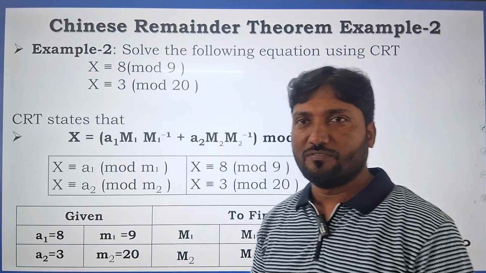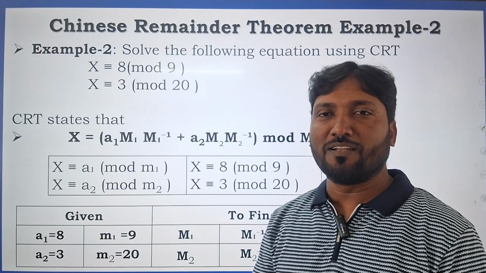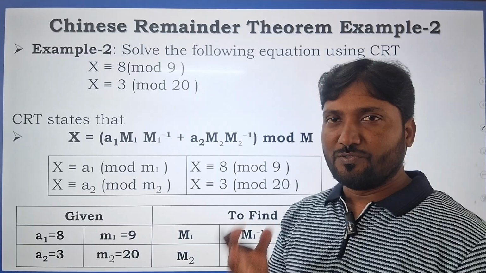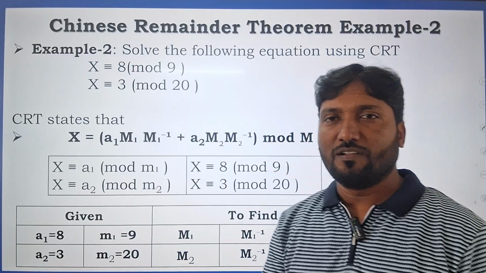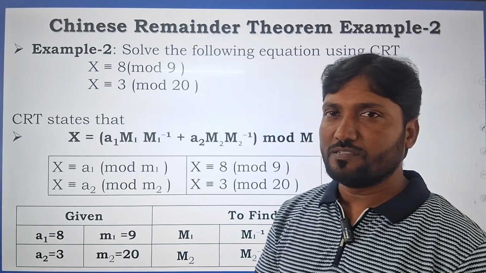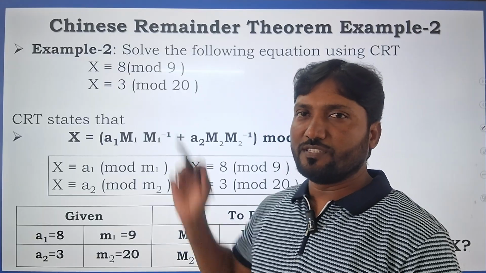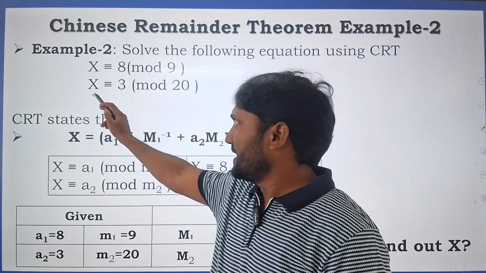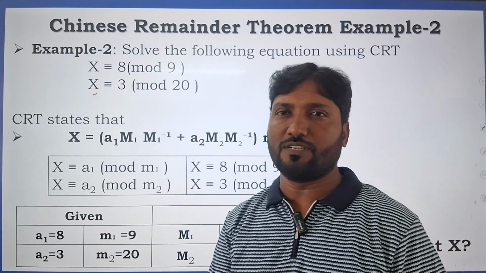In this video we are going to discuss a simple example of the Chinese remainder theorem. As you know, the Chinese remainder theorem can be used to solve different congruence equations with a single variable. That means any number of equations can be given, and with the help of the CRT it is easy to calculate the x value for the given congruence equations.